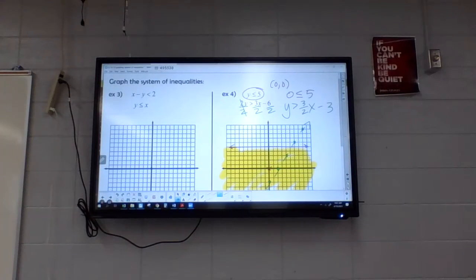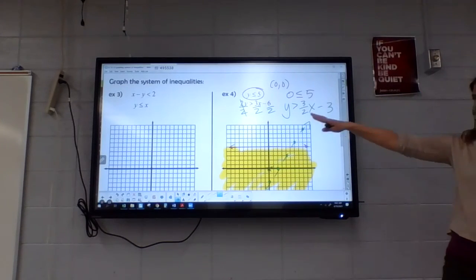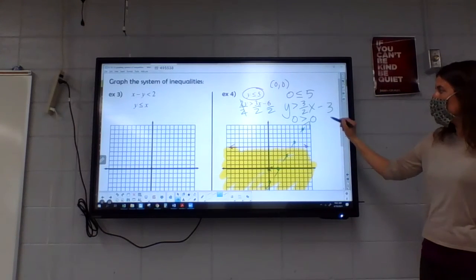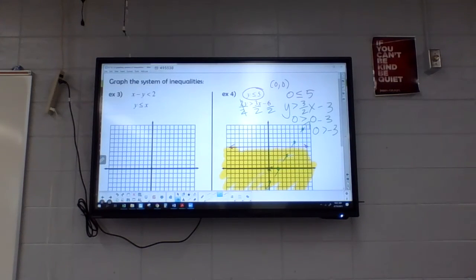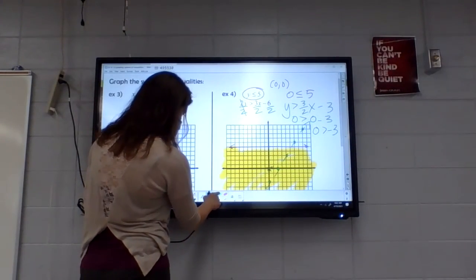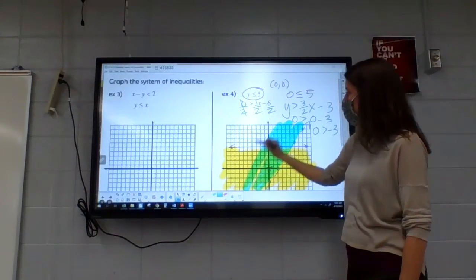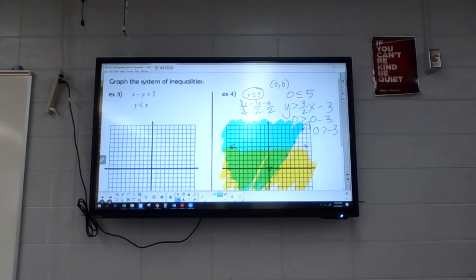Do you guys want to test 0, 0 again? Yep. And again, you can test 0, 0 in either place. You can test it in the original or the new one. 3 halves of 0 is just 0. Is 0 greater than -3? Yep. So that means that works. So I'm going to switch my highlighter here. See how my colors turn out. Oh, that's nice. So the solution then in this case would be the green section there. So if I want to know where the answers were, they'd be in that green section. Okay?